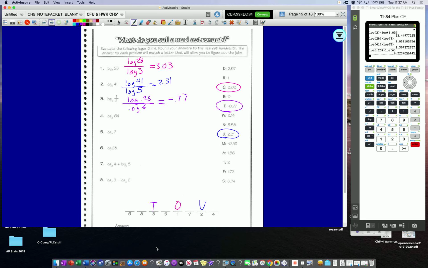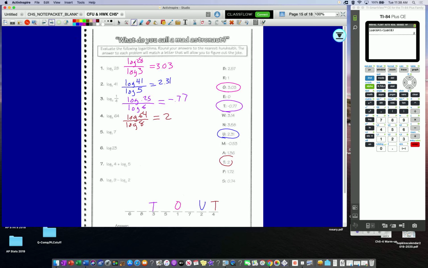Okay. Next one, we have log of the number 64 over log of 8. So let's see, log of 64 divided by log of 8. Whoops, I must have typed in something wrong. What happened? Oh, I had an extra parentheses in there. Hit enter. Get a 2. Wow, nice whole number 2. T again. So number 4 is a T.